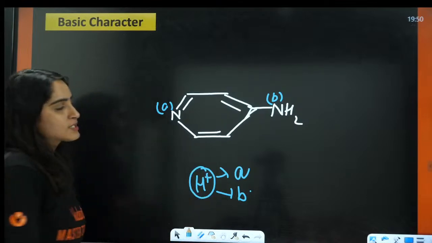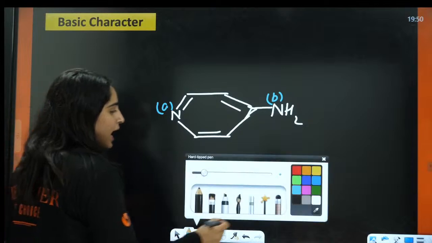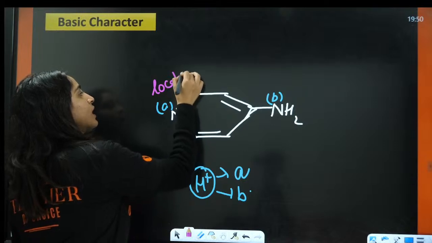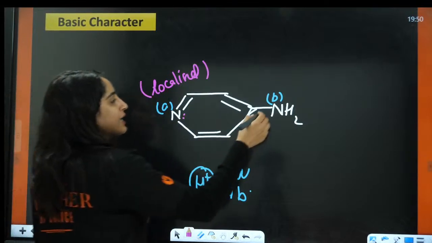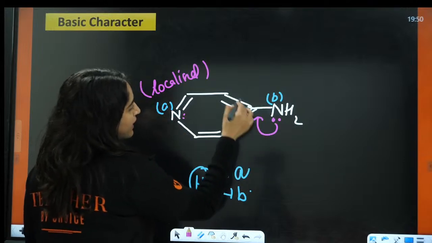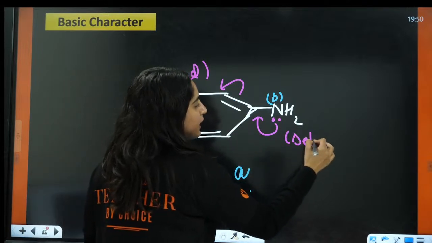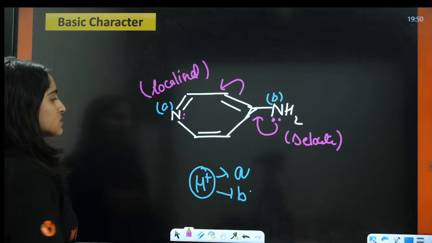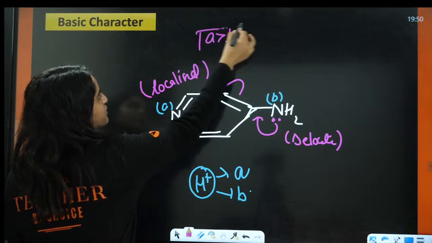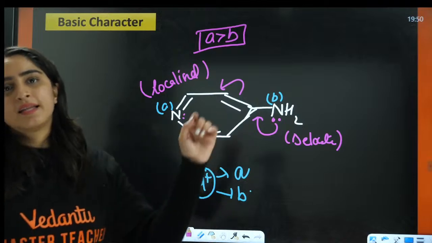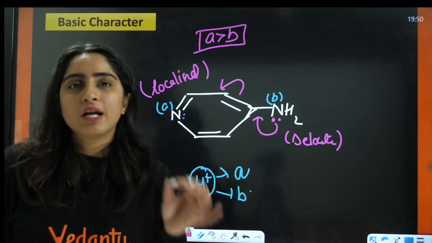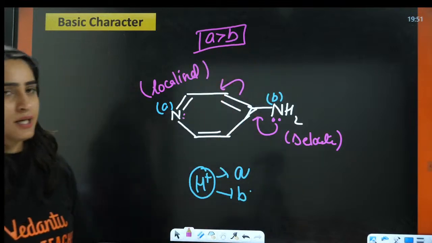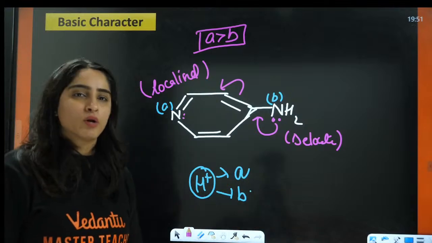This is H positive. Will this approach on A? As you know, in A the lone pair are localized, not involved in the resonance. And in this case, the lone pair are delocalized. With localized, the availability of lone pair is more, so the basicity is more. So H positive will approach on A faster than B. Faster meaning not even faster, H positive will approach on A only.